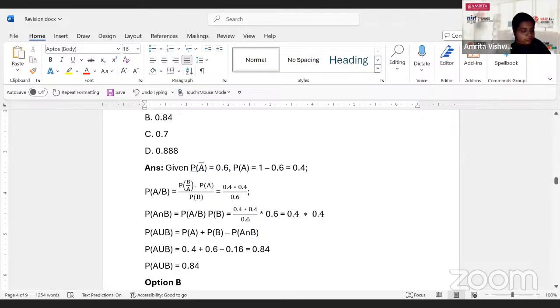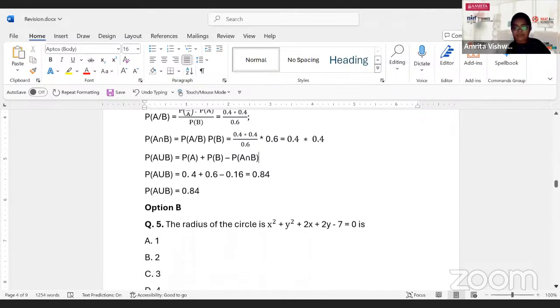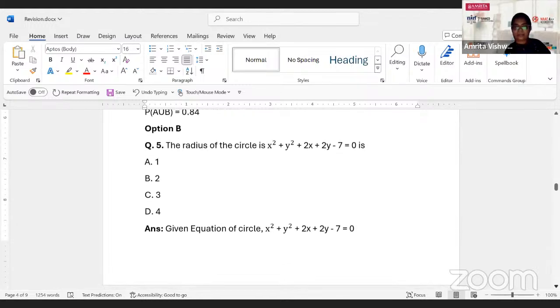You are finding the numerator and then you have substituted it. Okay, I'll just check it. I hope for the other two it's already clear. Now we are moving to the next question.